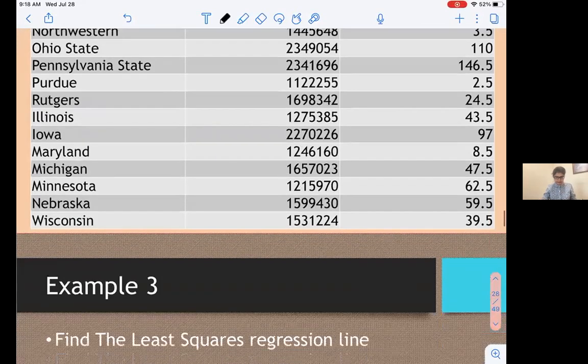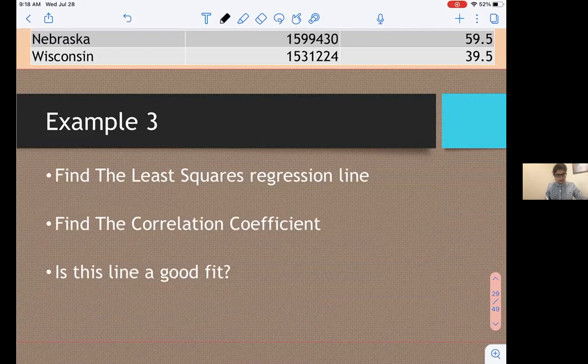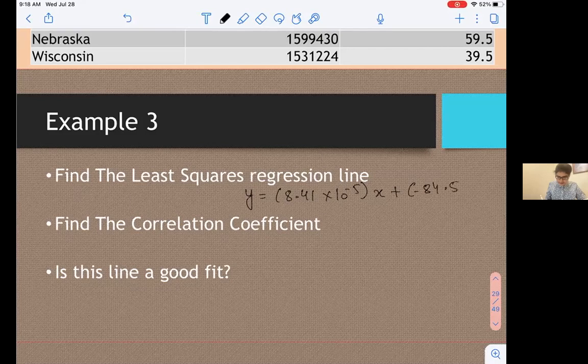So now I have this information. Least square regression line y equals ax plus b. So a is 8.41 times 10 raised to power minus 5, x plus b, which is my y-intercept, which is minus 84.53. The correlation coefficient in this case is 0.87 up to 2 decimal places.